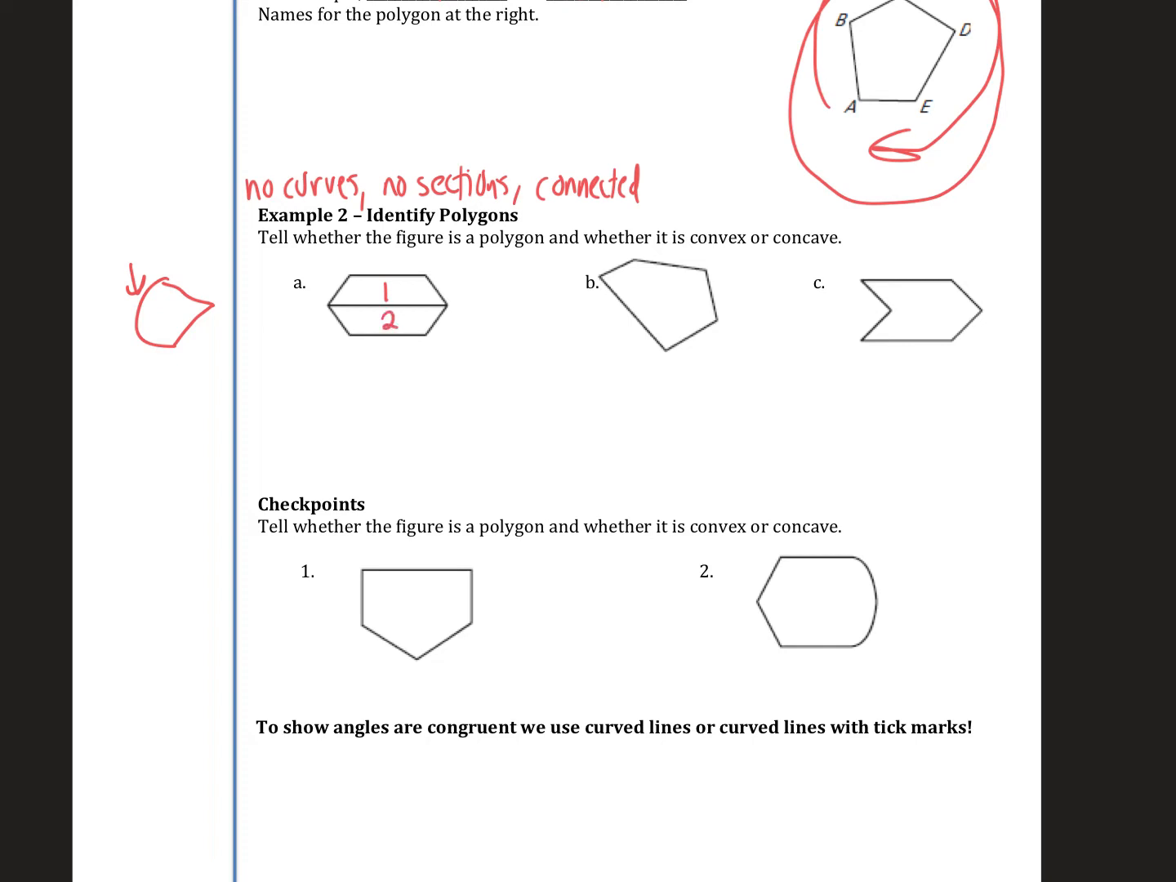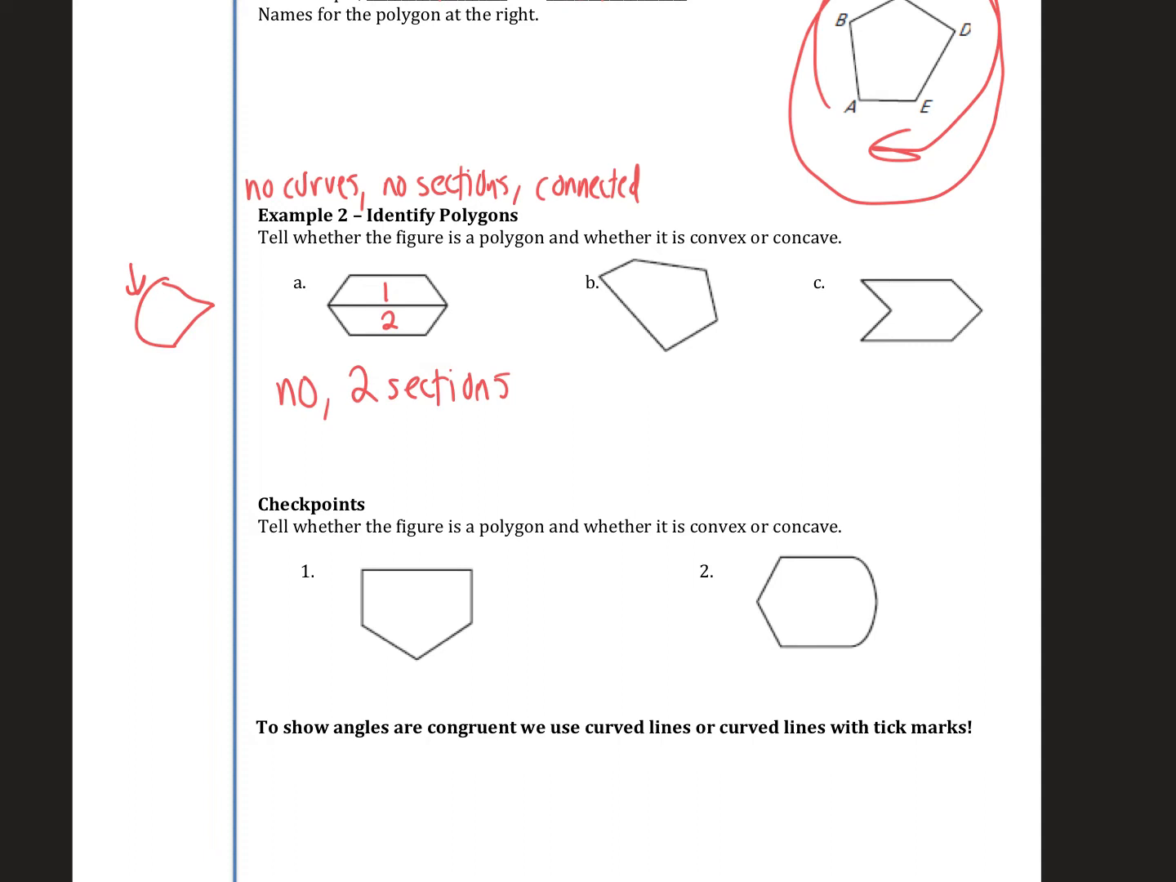So this one is going to be no. And the reason why is it has two sections. This is not a polygon because it has two sections. It needs to be one continuous thing here, okay? All right, you can pause the video and try the rest of these, or else you can keep following along with me in a second here.